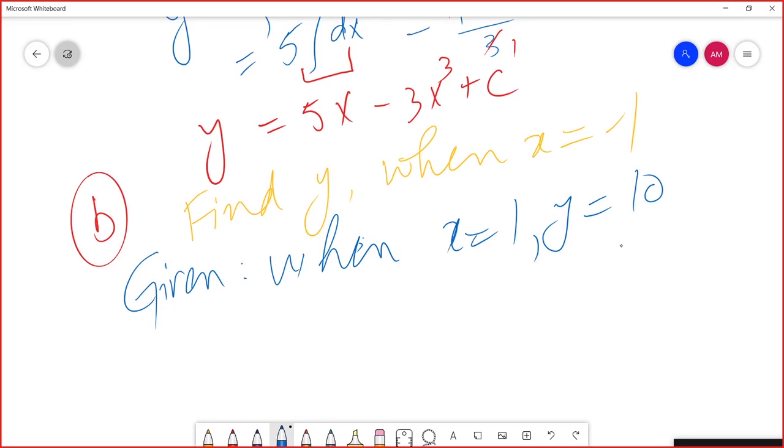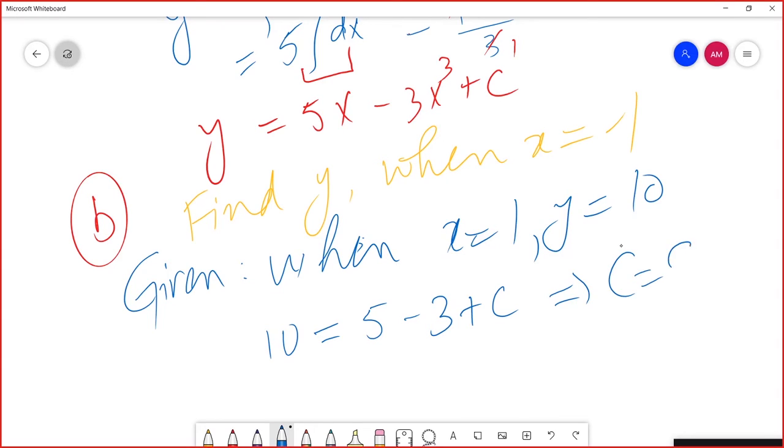Can you help me to write the equation now with the numbers? We first use the given x equals 1 to calculate c. So we put in x equals 1. So it'll be 5 minus 3 plus c is equal to 10. So c equals 8.